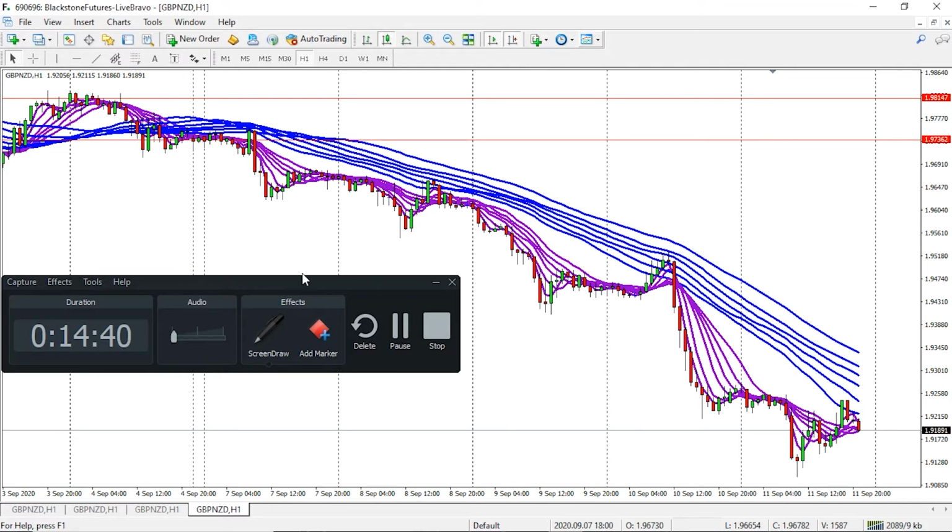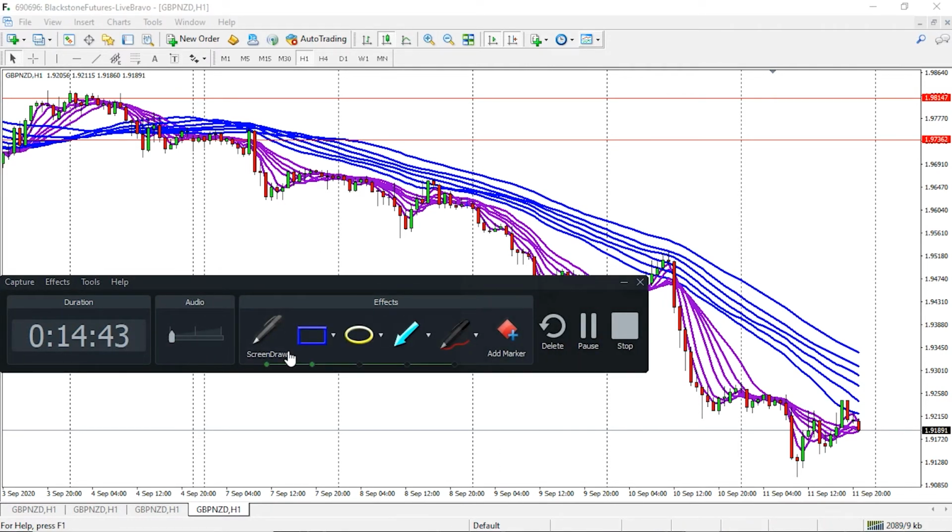Okay, so there you have it, guys. We have got an entry of 197.35, 1.9735, and we have a stop loss of 1.9815. So that gives us a stop loss of around 80 points.